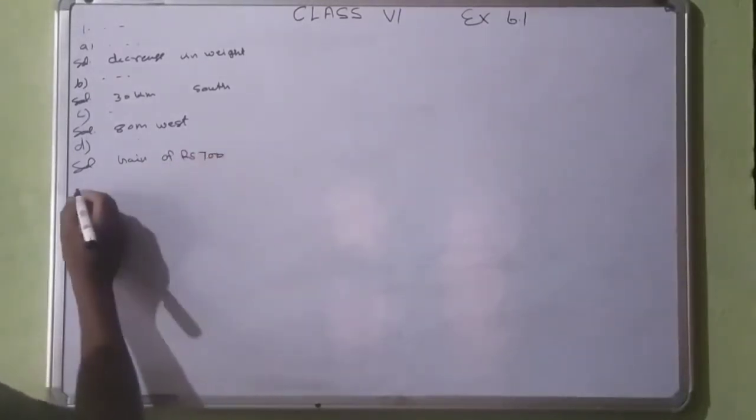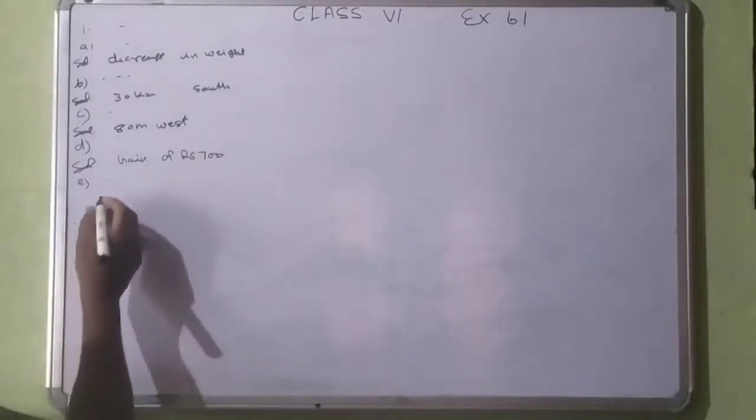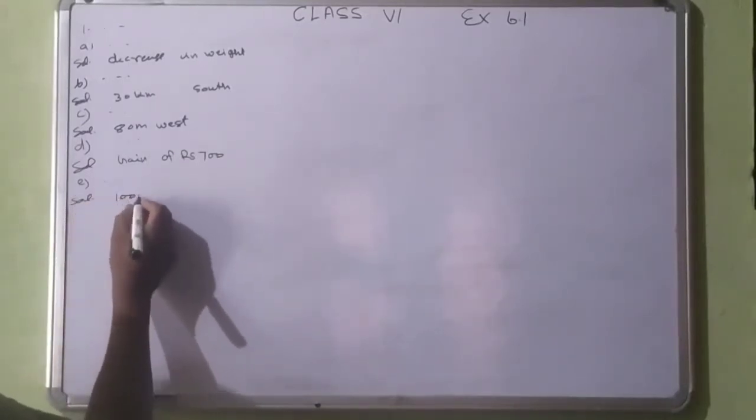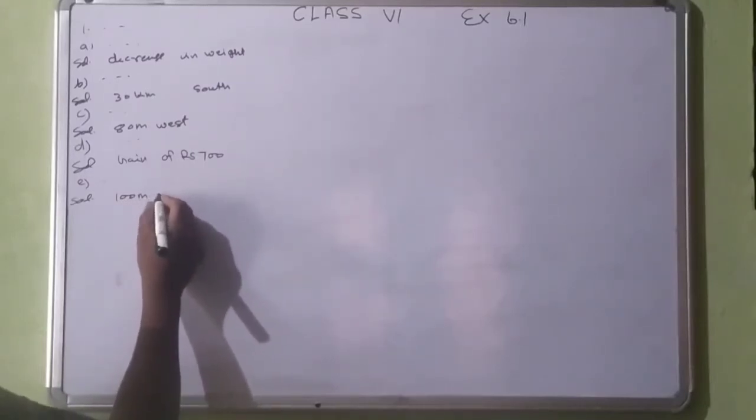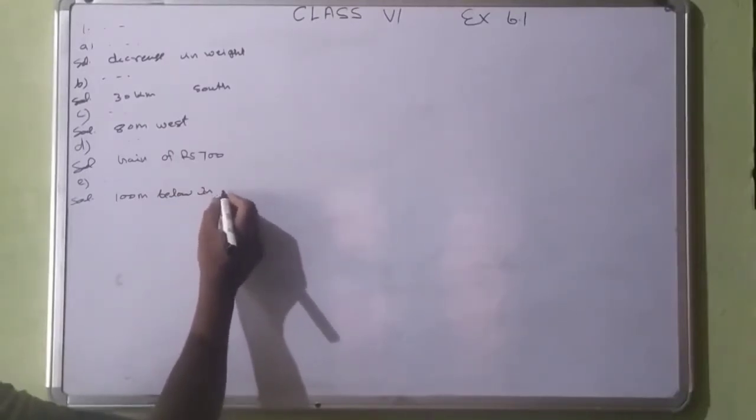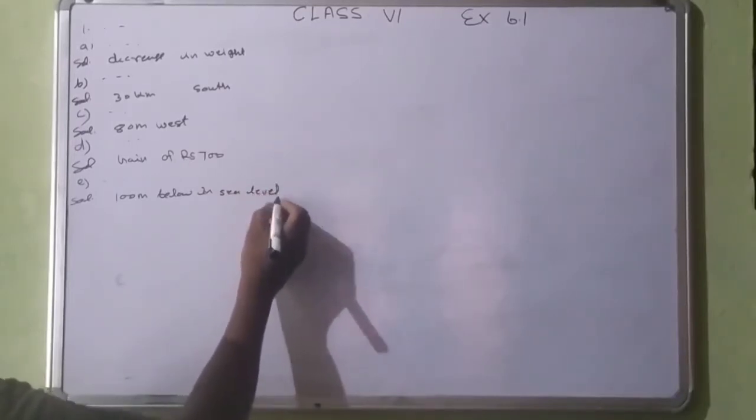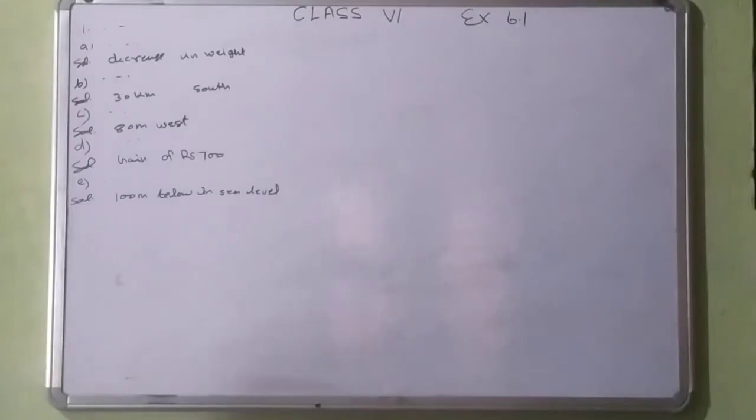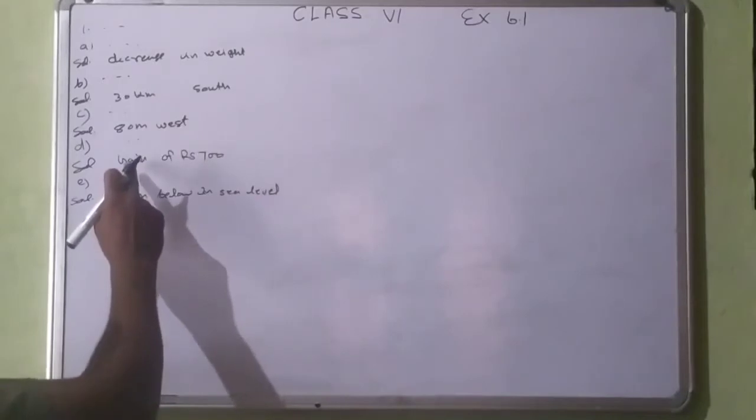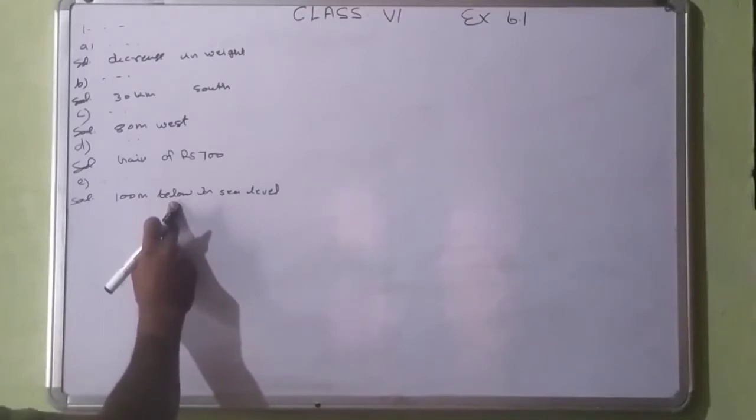E part is 100 meter above sea level, so the opposite is 100 meter below sea level. Right? It means we have done the opposite here. Increase means decrease, north means south, east means west, gain means loss, above means below. Right?